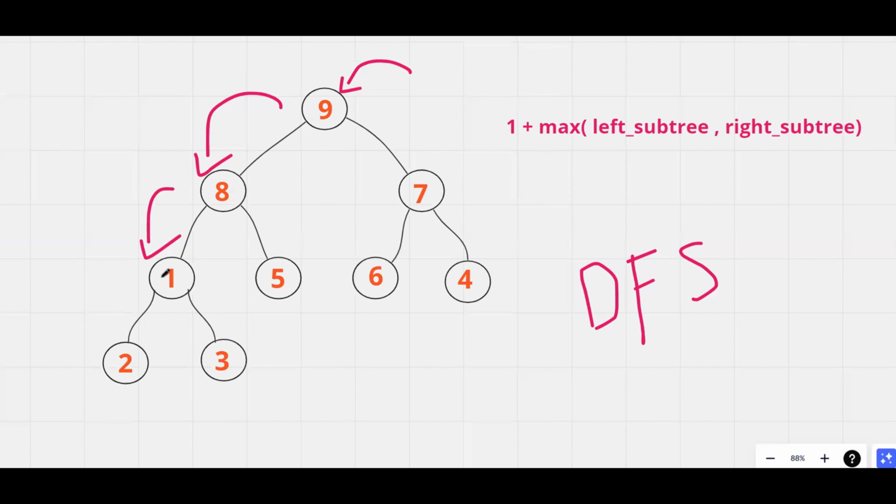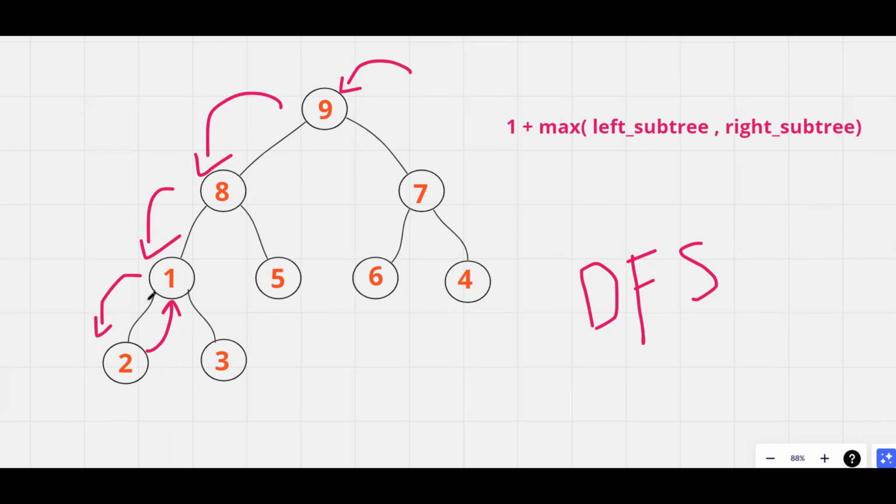Now, our DFS call is at node 1, and from node 1, we have to recursively call the DFS function into its left subtree and into its right subtree as well. Suppose we are calling it into the left subtree, and now we are at node 2, which is the leaf node. And from here, we have to return the value.